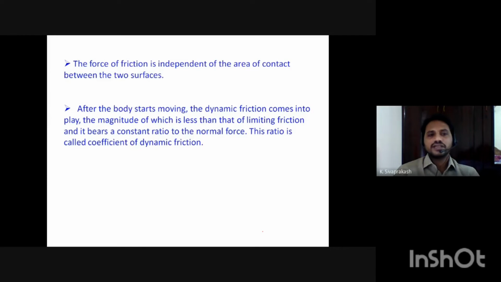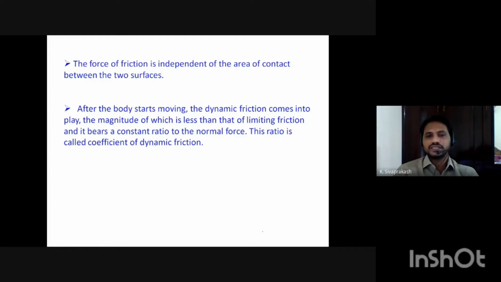And the last point is, after the body starts moving, the dynamic friction comes into play. You know that while the body is at rest, the friction developed by the body is known as static friction. When the body starts moving, the friction value is automatically reduced, right? That is known as dynamic friction. The dynamic friction comes into play. The magnitude of dynamic friction is less than that of limiting friction.